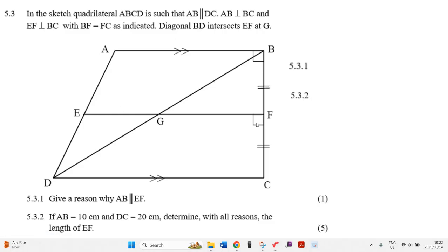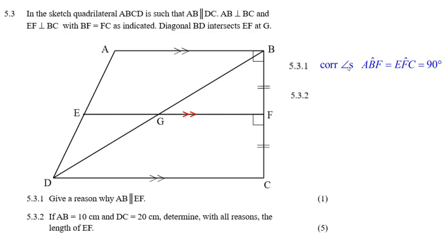Well, you see these two 90 degrees? They're equal. And by corresponding angles, that makes these two lines parallel. So that's it, corresponding angles. And because the two corresponding angles are equal, that's what makes EF parallel to AB.